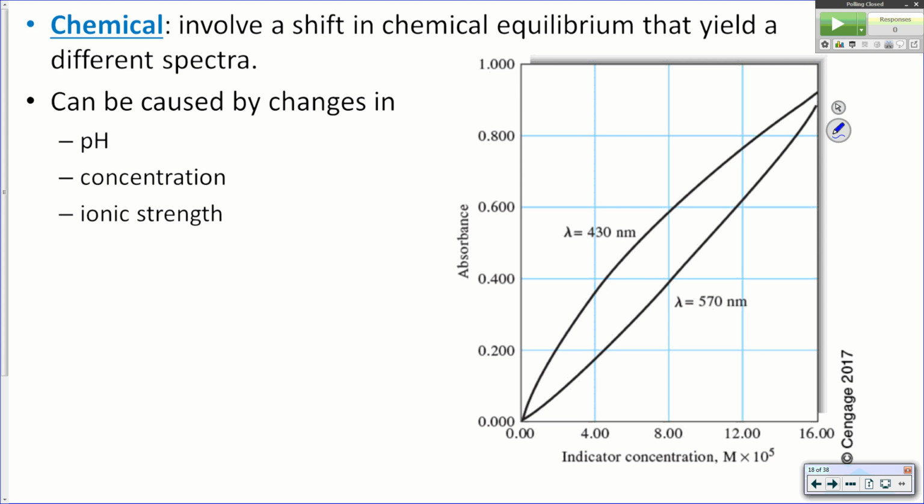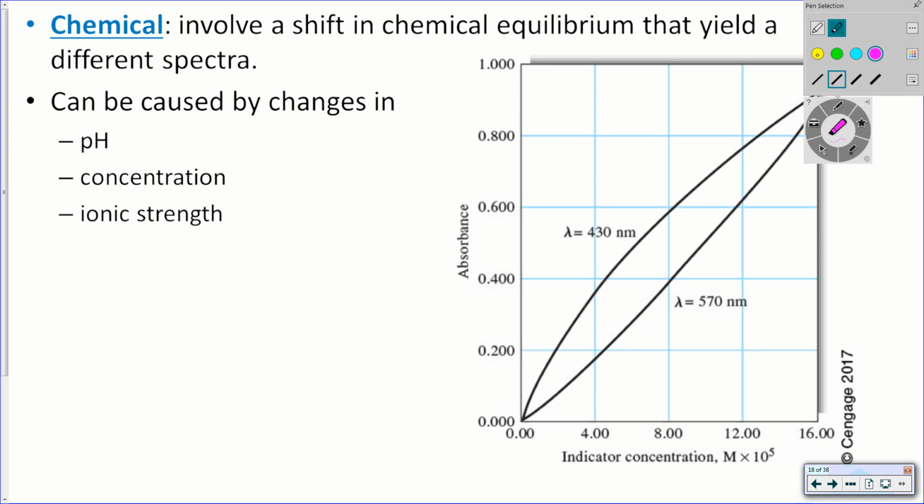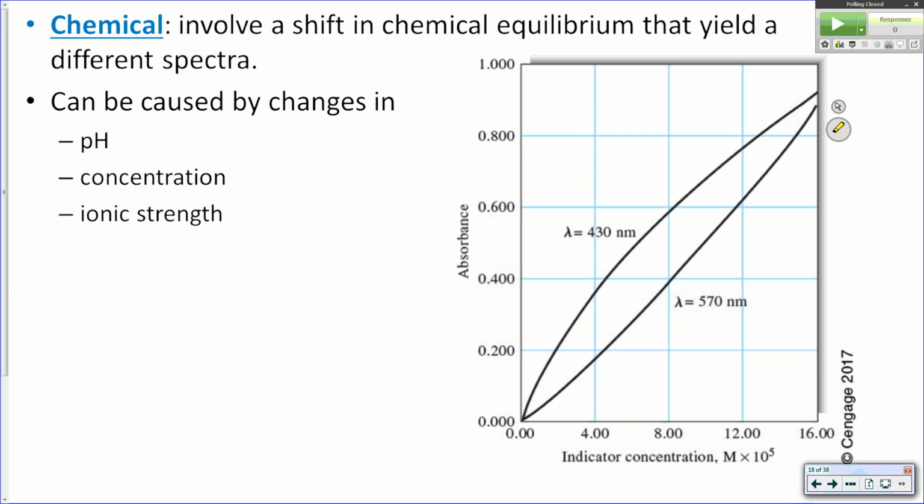All right, the last type of deviation is the chemical. Chemical is an example of a real deviation, and this is where spectra shift due to a change in a chemical equilibrium. We studied this to some extent when we looked at how pH causes spectra to shift. If you don't have something that's buffered and the pH changes in one solution versus another, it can cause the spectra to shift. We saw that with our indicators. Even just the effect of concentration can play a role.